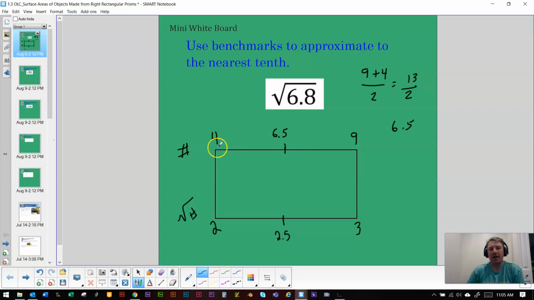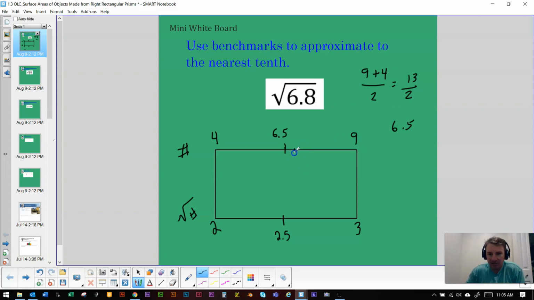All right, let's go back up to the top part here. Now, where do you think that 6.8 would fit on this scale? Okay. We've got 6.5 right here, so it's going to be really close to 6.5. And so if this is 6.5, 7 would be somewhere around here, 8 would be somewhere around here, and 9.